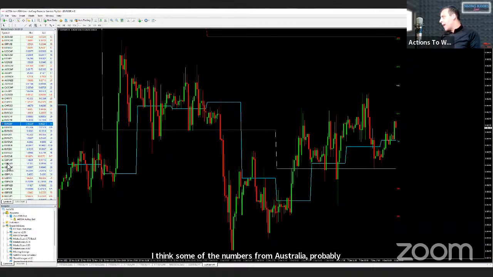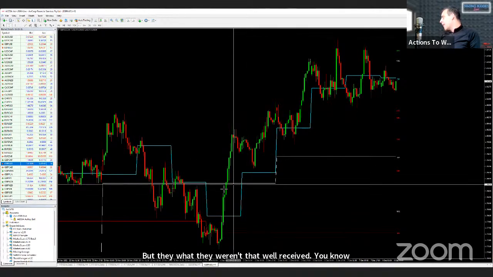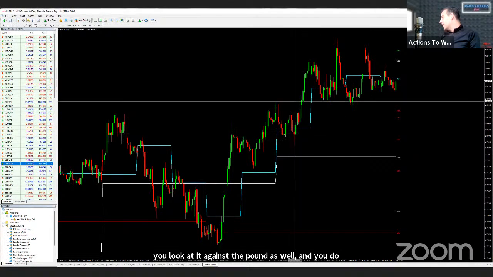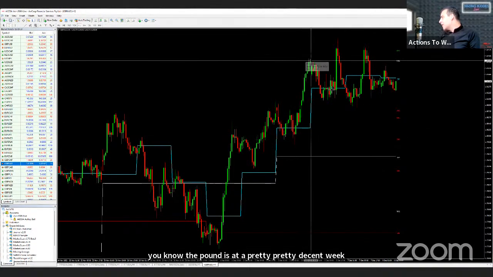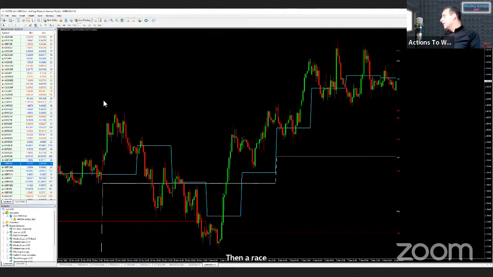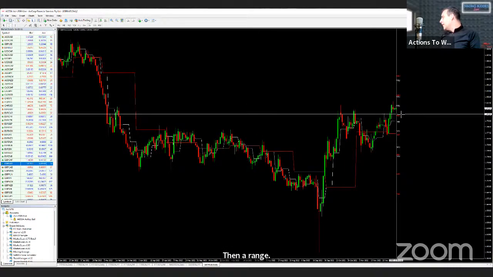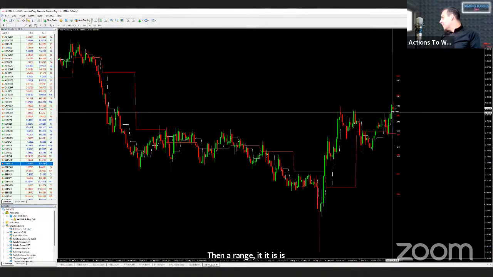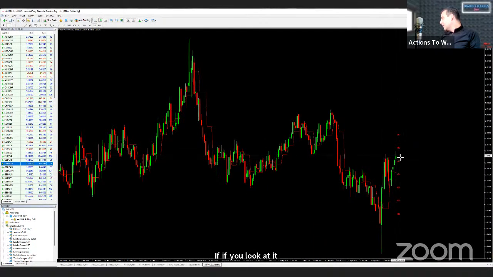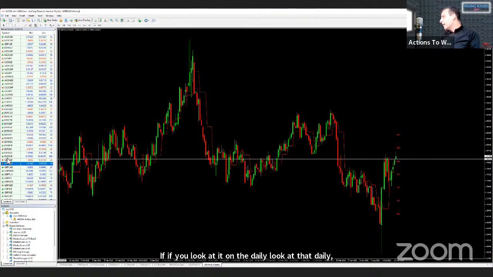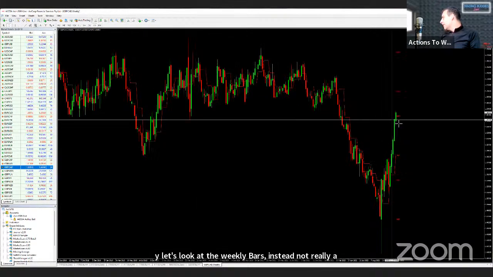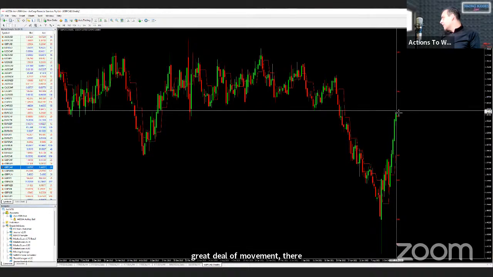You look at it against the pound as well, and the pound has had a pretty decent week against the Aussie. Not that far away, but it's had an all right week. But the initial burst, and then it looks a bit toppy there now. It is looking toppy, mate. And if you look at it on the dailies, look at that daily. These weekly bars. Let's look at the weekly bars instead. Not really a great deal of movement there. Pound Swissie, not a great deal of movement there. The CAD's had a little bit of downside, and as I say, a bit of a surprise.